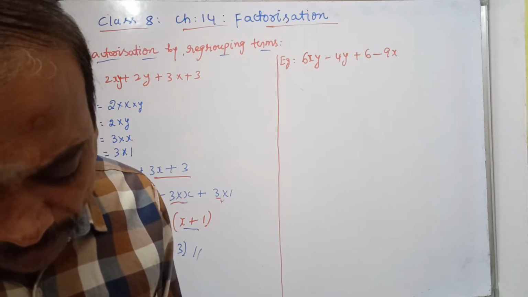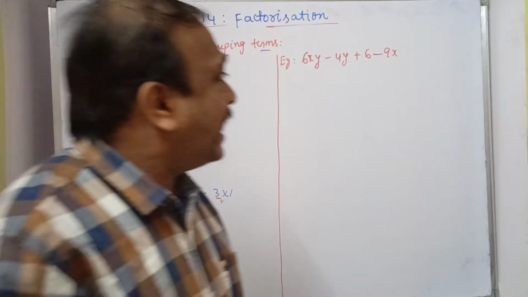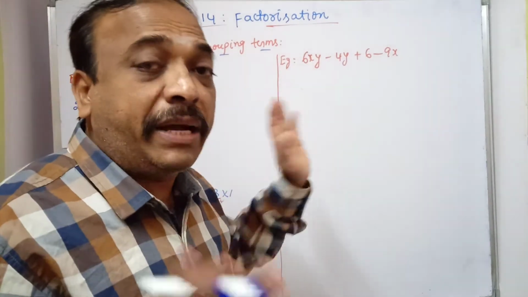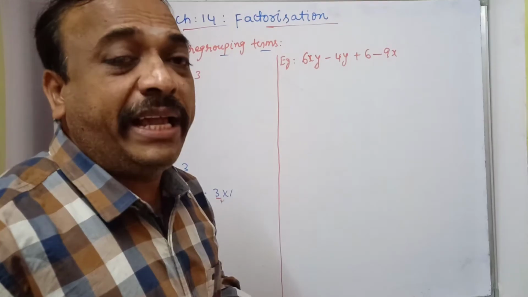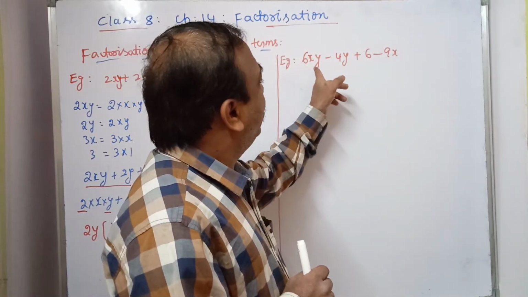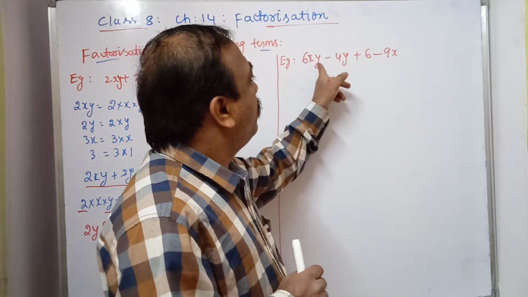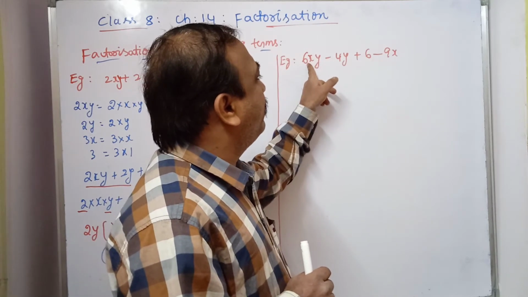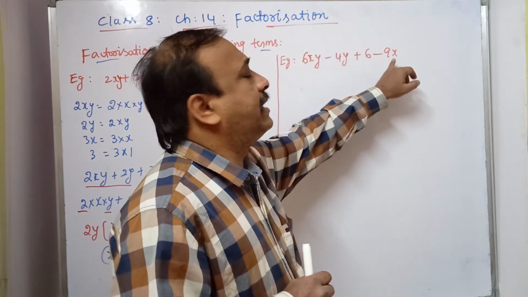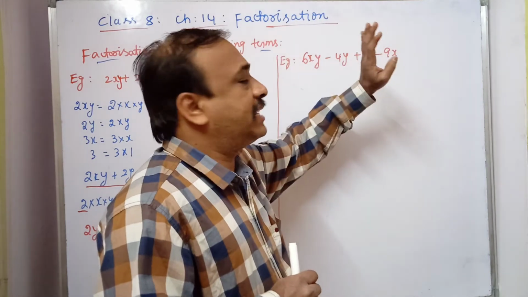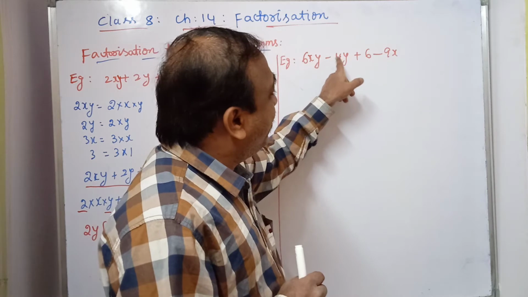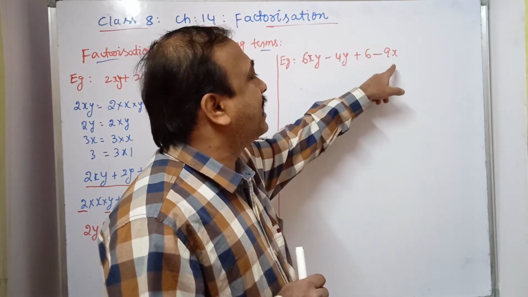Just rearranging: when there is a chance, by thinking, you have to observe the question. In these two terms, 6xy and 4y, y is there in both, and the 2 table will come. But here you see 6 and 9, the 3 table, they both have 3 as a factor. Very good, so 3 is common. Also, the minus is at the second place.